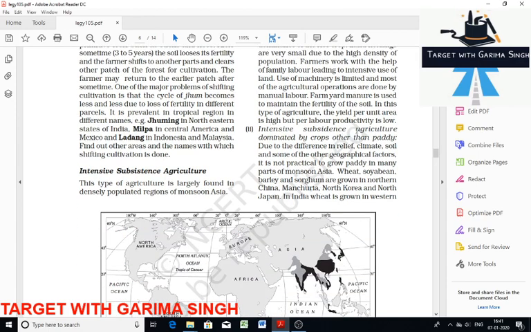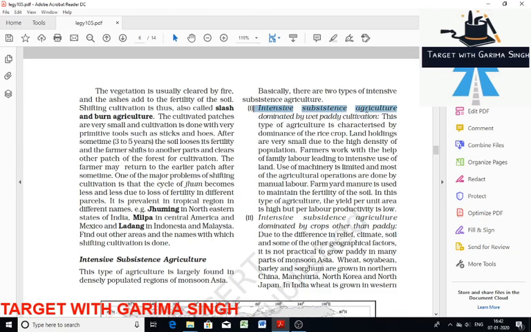Next is intensive subsistence agriculture dominated by crops other than paddy. It depends on climate, soil, and relief. Other crops are cultivated, mainly practiced in Southeast Asia. Wheat, barley, soybean, and sorghum are cultivated in India. Wheat is grown in the western part of the Gangetic Plains. Millets are grown in the western part of South India. Irrigation is used. Then Europeans introduced plantation agriculture. So let's discuss plantation agriculture. Before that, I should just highlight the intensive subsistence agriculture types.